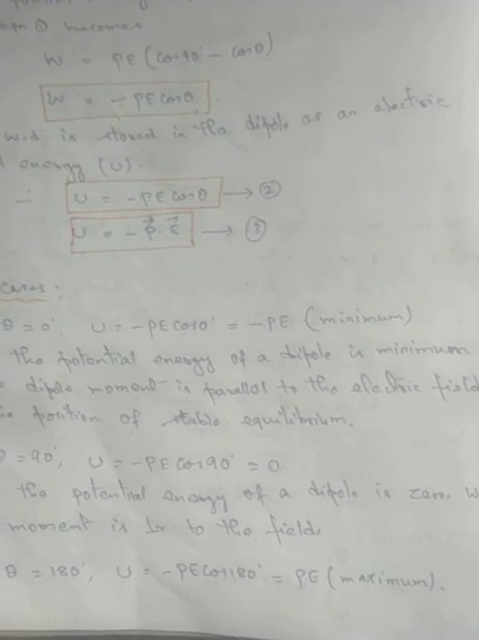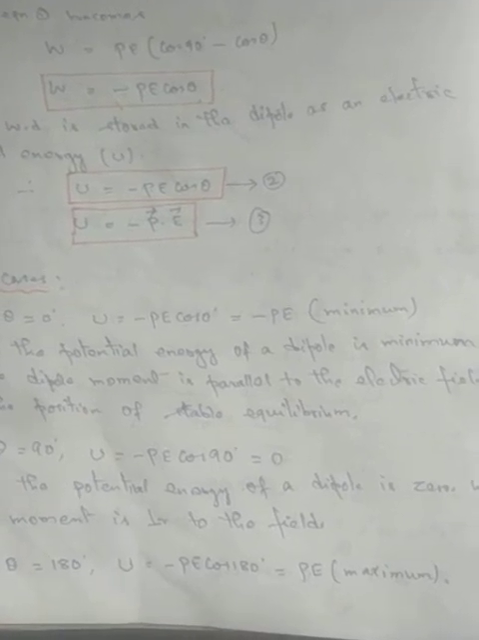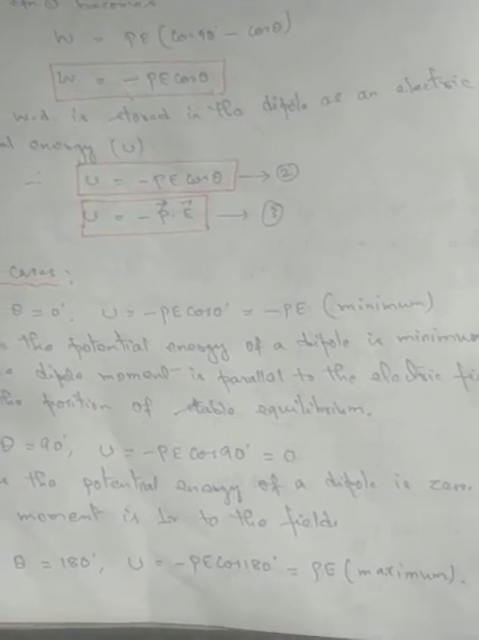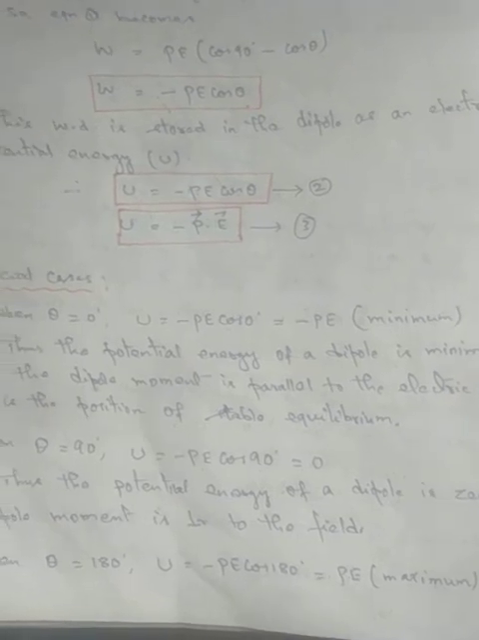So that dipole will be having a maximum potential energy, and because the energy is maximum, we can say that this is the position of an unstable equilibrium. So these are about the potential energy of an electric dipole when placed in a uniform electric field.